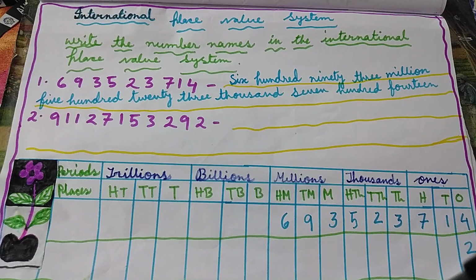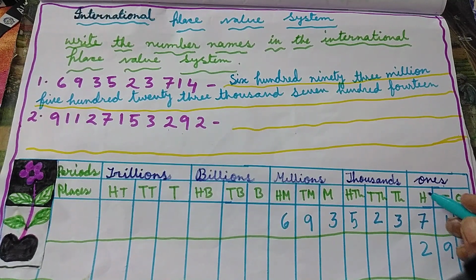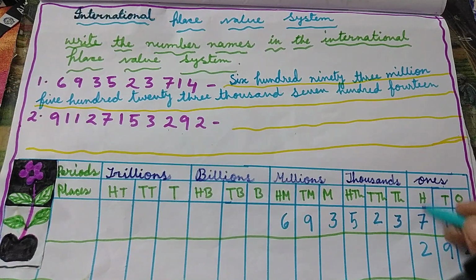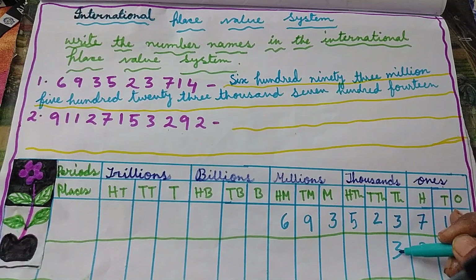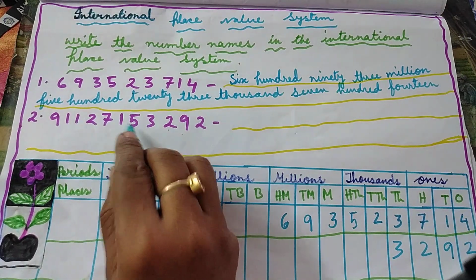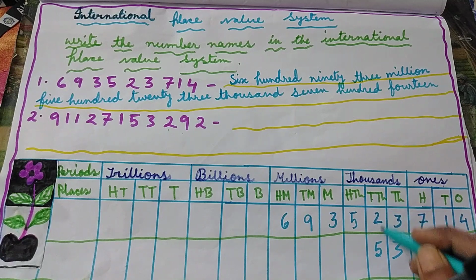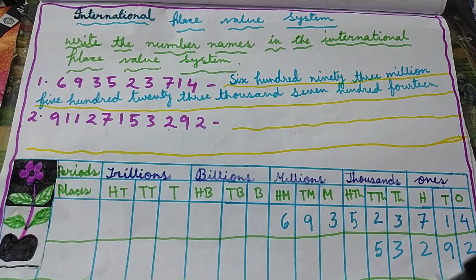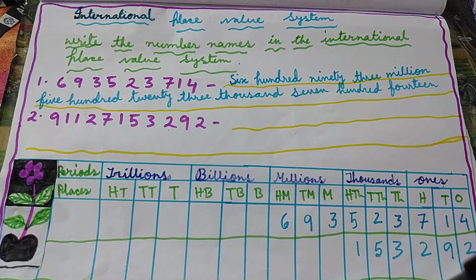Write 2 in ones place. Write 9 in tens place. 2. Write 2 in hundreds place. 3. Write 3 in thousands place. 5. Write 5 in 10,000s place. 1. Write 1 in 100,000s place.